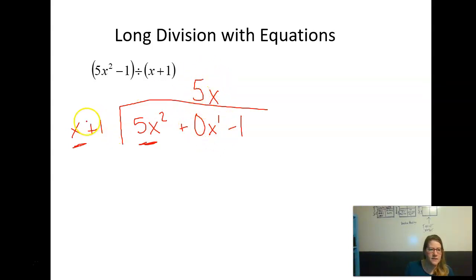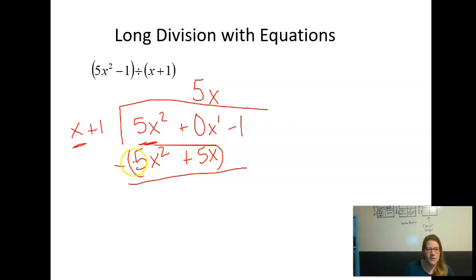So 5x times x plus 1, remember I need to multiply it by both terms. So 5x times x is 5x squared, and 5x times 1 is 5x. But remember, I need to subtract this polynomial from the one above. So this becomes negative 5x squared and negative 5x. So that becomes a 0. This becomes negative 5x, and then I bring down my next term, which is -1.